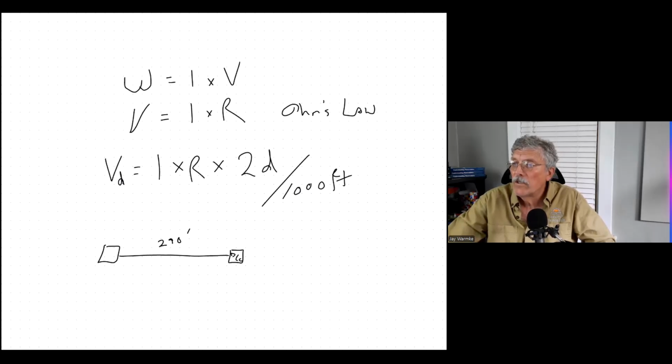So resistance is 1.24 ohms per 1,000 feet. How many thousand feet? Well, we just said this was 290 times 2, which is 580, divided by 1,000 is going to be 0.58. What's the amps?